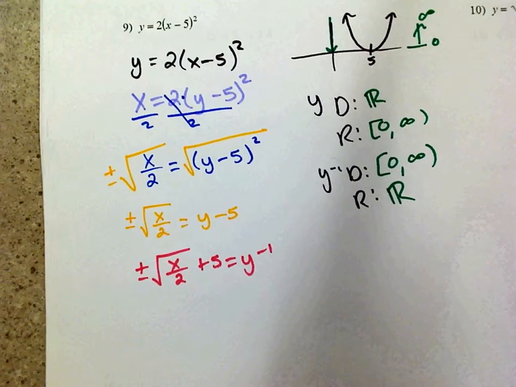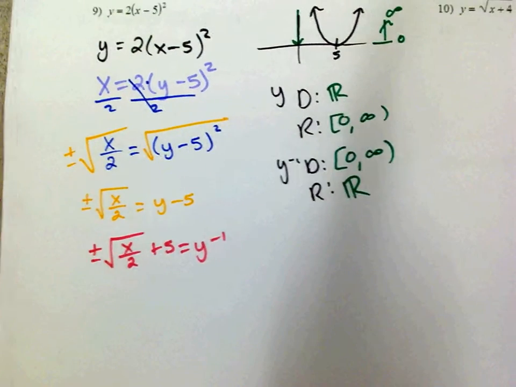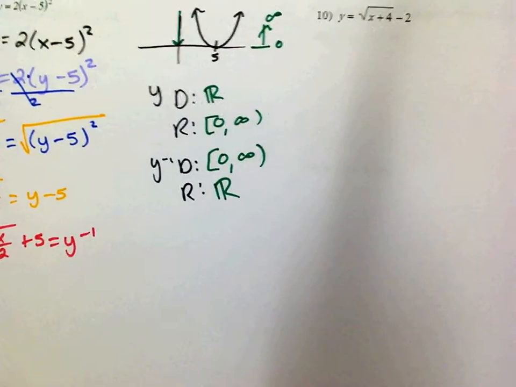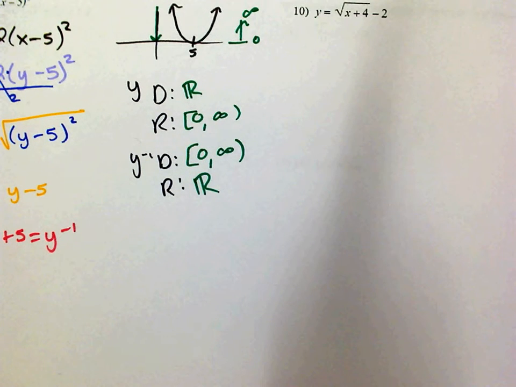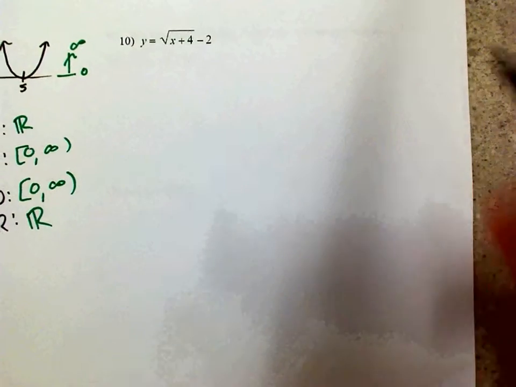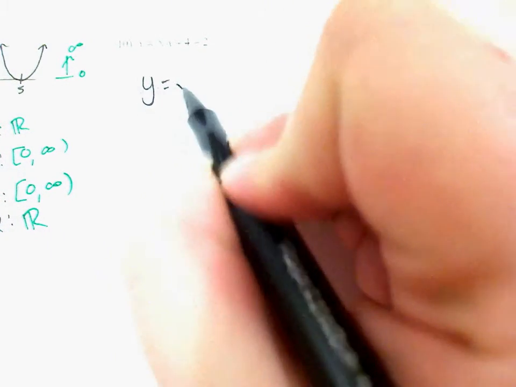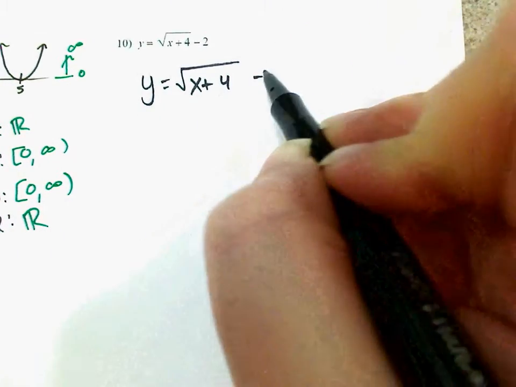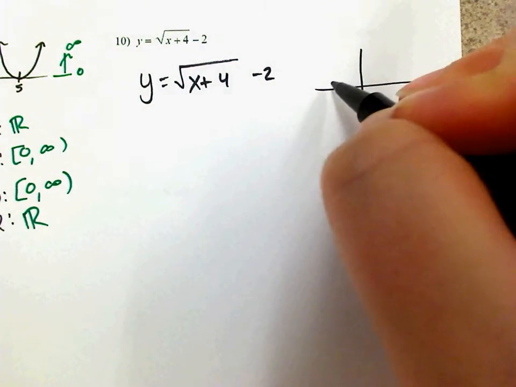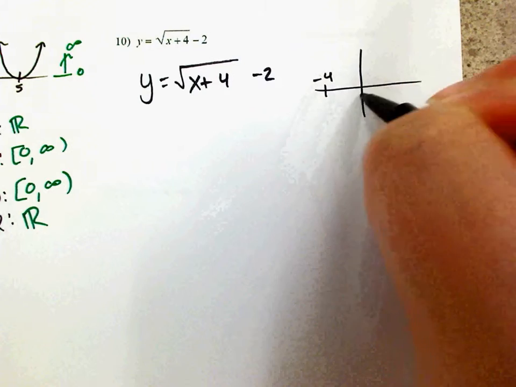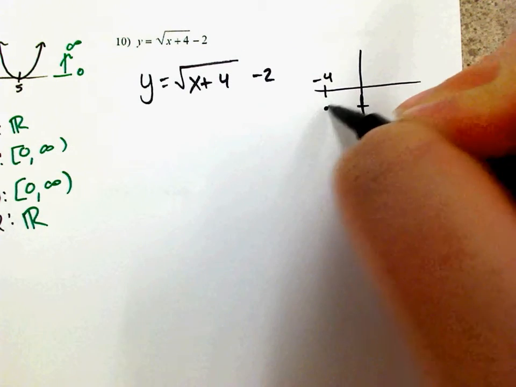Okay. Let's do 10. Number 10 is one where I start with a radical, and that means I have a domain issue. So y equals the square root of x plus 4 minus 2, which means I'm starting with a radical that shifted to the left 4 and down 2. And then I know it just opens to the right like a normal radical. Okay?